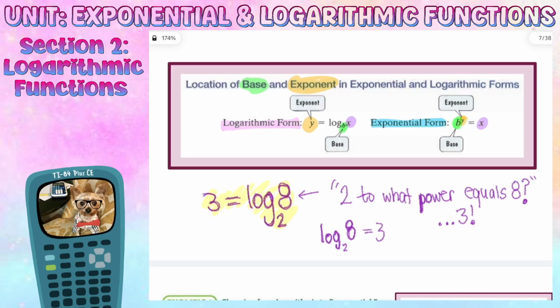So if you kind of know the structure this way, and you know that it means 2 to what power equals 8, then you know it's saying 2 to the 3 equals 8. These are both equivalent statements, right? I don't like that the word equivalent's cut off. These are both equivalent statements, okay? So whatever you need to do to remember that they are the same statement, you do that. And this way you have a go-to example to rely on every single time.